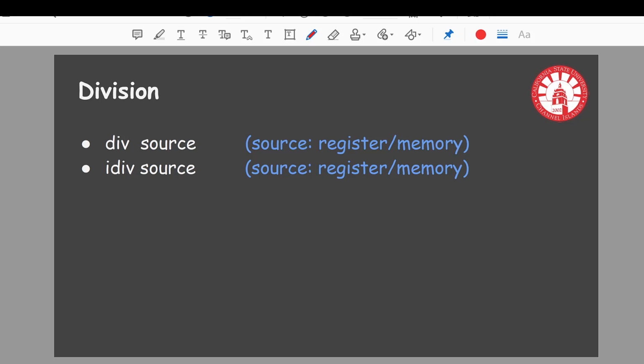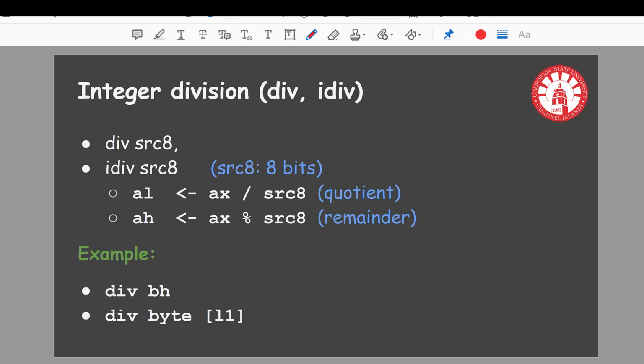Now let's take a look at the division operation. As in the multiplication case, we also have two different forms of division, div and idiv. Div is for unsigned division, and idiv is for signed division. So we have the source here. In these two cases, source could be a register or a memory location.